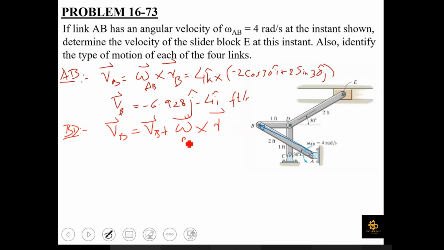omega is going to be the omega of this length BD, so we can write it as omega BD, and R is going to be the relative position of D with respect to B. So VD would become VB, which is already found in the first step, minus 4I minus 6.928 J. ये आपके पास VB आ गया था.